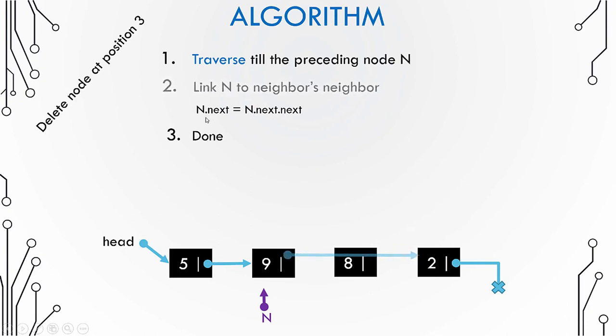This can be done with this statement. If the preceding node is n, then you can say that n.next is equal to n.next.next, which essentially means that the next pointer of the node n, in this case the node n with the value 9, is equal to the next of the next node. So next of n is 8 and next of 8 is 2. Therefore 9's next would now be 2 after this statement. So now we have deleted the node at position number 3.